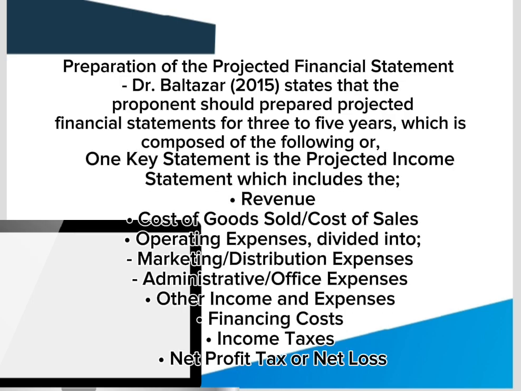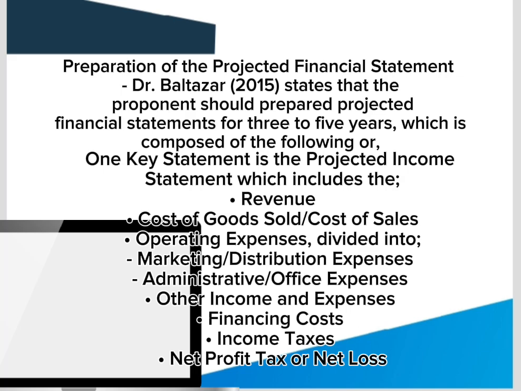One key statement is the projected income statement, which includes the revenue. Revenue, also called sales or turnover, is the total amount of money a company earns from its normal business activities, usually from selling goods or services. That is revenue. Next is cost of goods sold, or cost of sales, which refers to the direct cost involved in producing the goods or services a business sells.